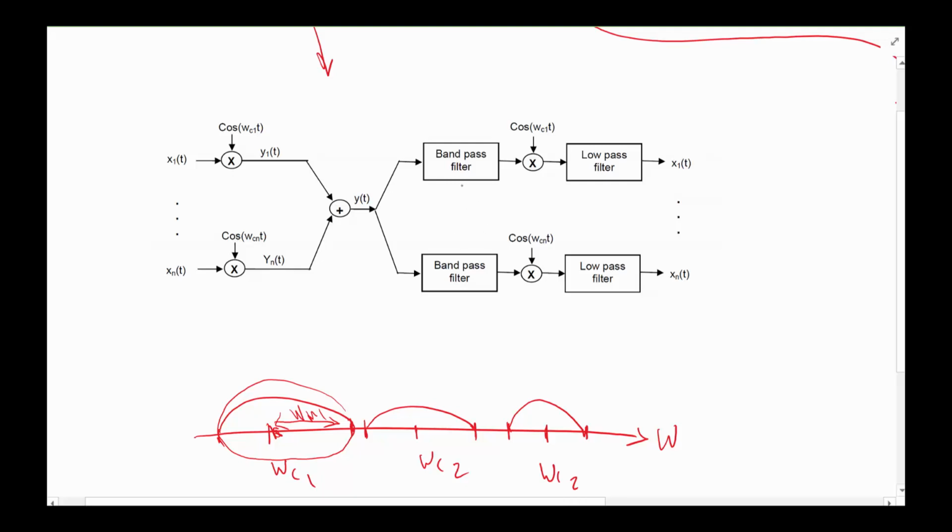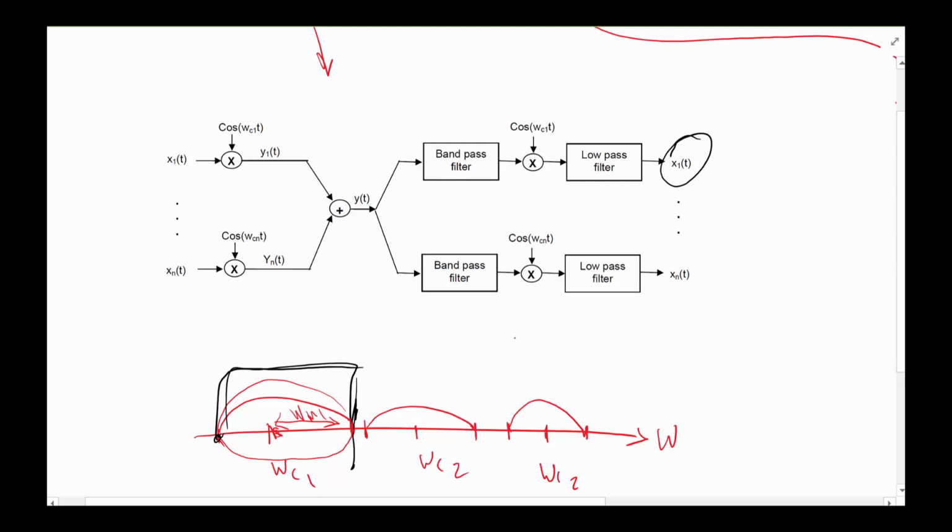I know, for example, if I want to recover a particular signal, I will basically put a bandpass filter that just picks up this omega c1 plus omega m and minus omega m. So I'm just going to pick up this little piece, and that becomes my filtered signal. Then I can multiply it by the carrier to bring it back to its original location, and then pass it through a low pass filter and get my original signal back. And I can do that with every one of those.